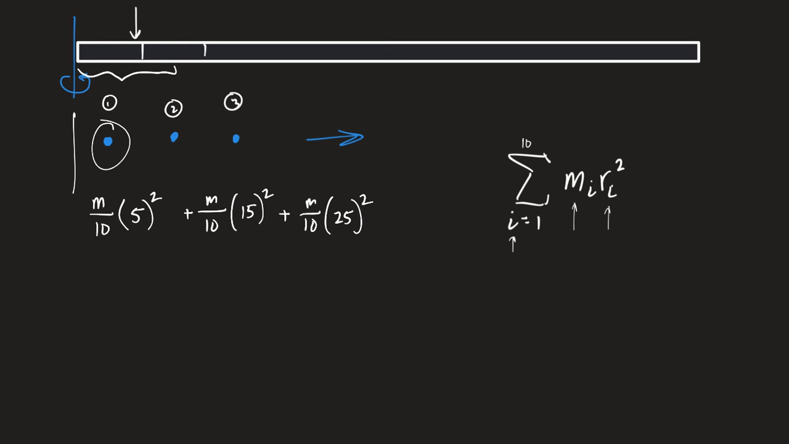The first thing I hope to focus your attention on is that all of them have m over 10, so you can factor all of those out. Then all you have inside here will be the measurements for r squared. So 5 squared, 15 squared, 25, 35, 45, 55, 65, 75, 85, and 95, squared, each one of those. Square them all, add them all together, and then divide by 10. If done correctly, in centimeters, you get 3325 m.